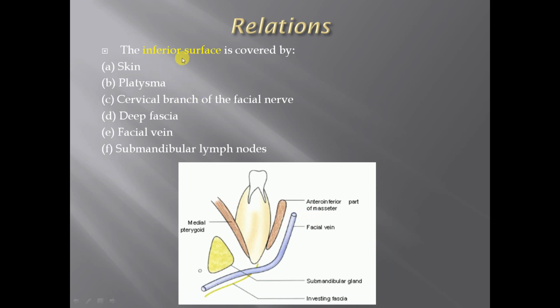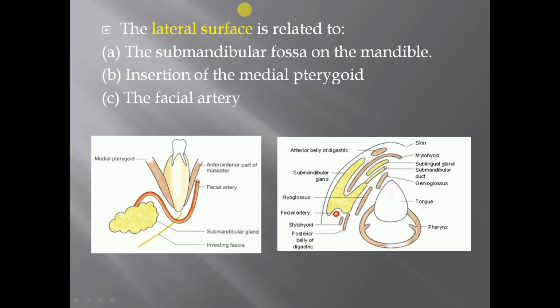Coming on to the relations, the inferior surface is covered by the skin, the platysma, the cervical branch of the facial nerve, the deep fascia, the facial vein, and the submandibular lymph nodes. The lateral surface is related to the submandibular fossa of the mandible, insertion of the medial pterygoid, and the facial artery.